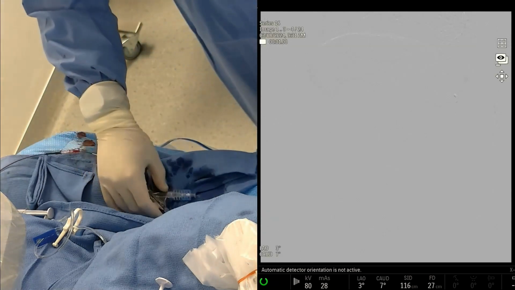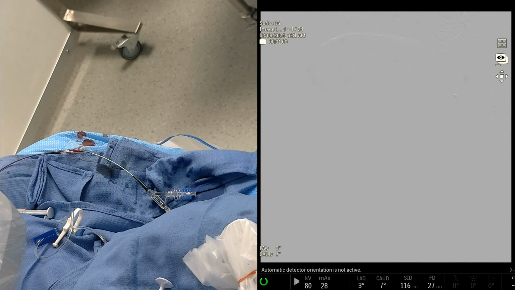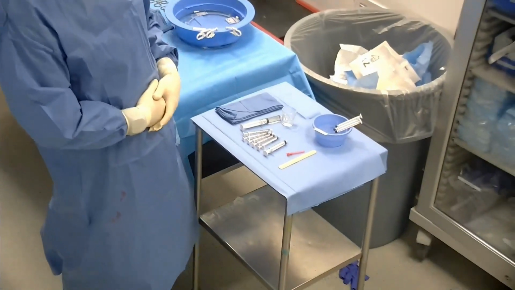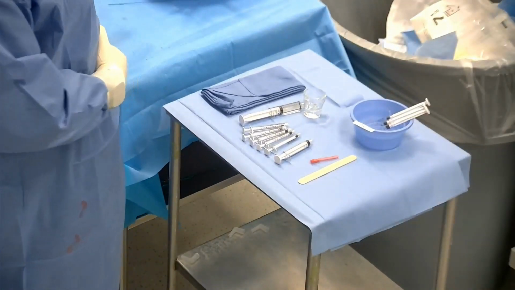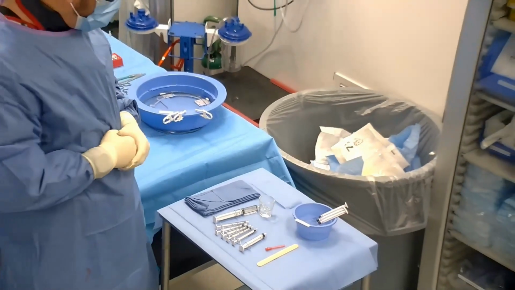Okay, so we're going to switch over to your other table. Let's switch over to the embolic table so I can show everybody how we mix up the embolic. Right here we have our glue table. We set this up separate from our main table because we don't want any saline or blood. We typically change our gloves too to make sure that there's no blood here.